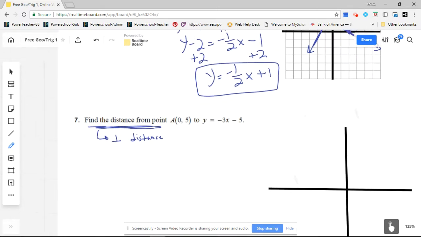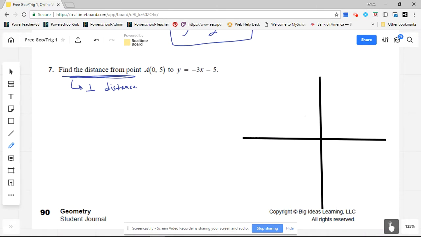So first I'd have to graph my equation. So I'm going to start down at negative 5 on the y-axis. And I got to go down 3 and over 1 to the right. I could go up 3 if I wanted to, and then I go 1 to the left. That would still be on the same line there. Not a very good line.